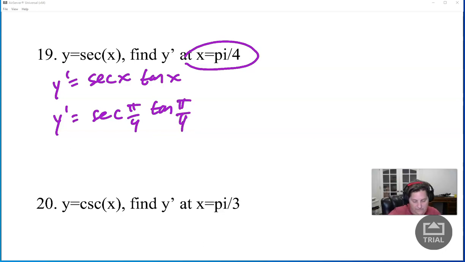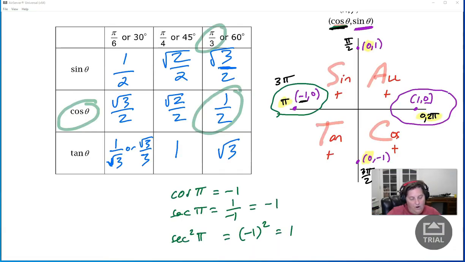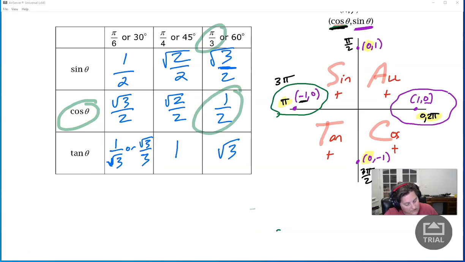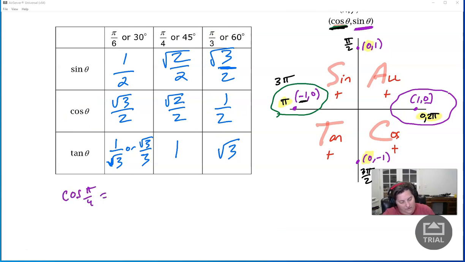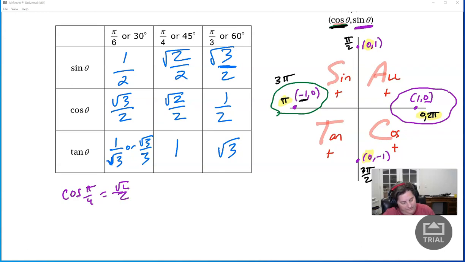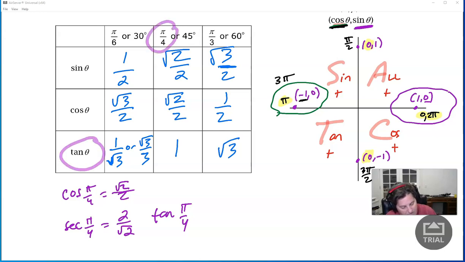Okay, so let's go to my chart. All right, you guys, let me write it down here real quick. Secant goes with cosine. So cosine of pi over 4, when I look, is square root 2 over 2. Secant of pi over 4 would be 2 over square root 2. Cosine and secant are reciprocals, so it's just going to be the reciprocal. And then tangent of pi over 4, well, shoot, that's right in my table. Tangent of pi over 4 is 1.